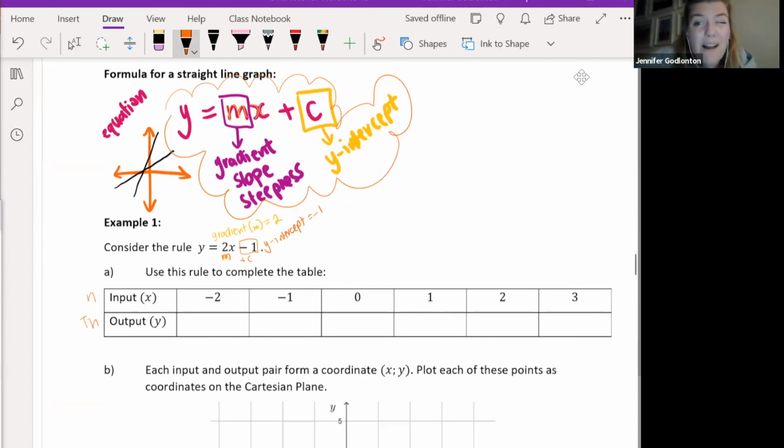So if we're using those x's and y's as our input and our output, let's see what our y value would be. For example, when x is -2, what is my y value? My equation is 2x minus 1. So y is equal to 2 times -2 minus 1, which means y is equal to -4 minus 1. And so y is equal to -5. You can do all of that on your calculator. You don't need to do it the long way around. So my output there would be -5.